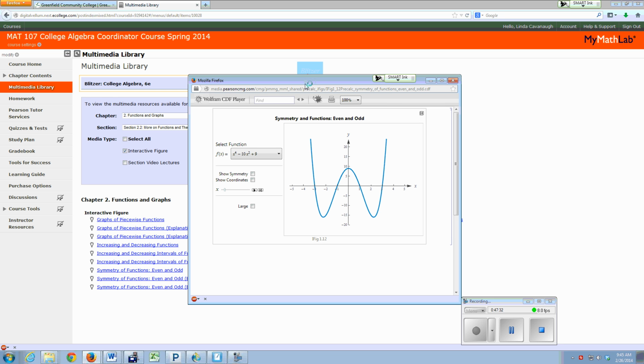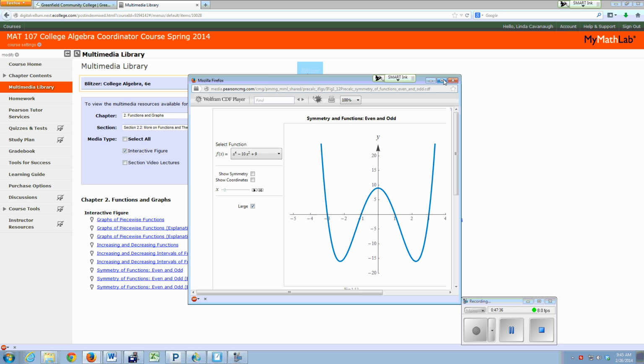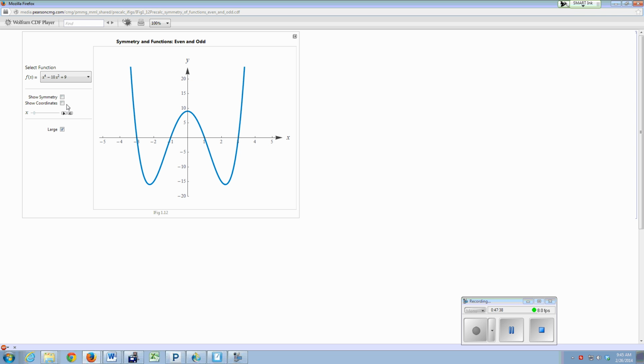2.5 and negative 2.5. Okay, so let's make this large. Let's blow this up. Let's show the symmetry. And I'm going to move my x coordinate along, let's show the coordinates, until I get to 2.5. Can I get exactly to 2.5? Maybe not. There we are. So on your table at your seats, what are you going to fill in for the coordinates at 2.5 and negative 2.5?